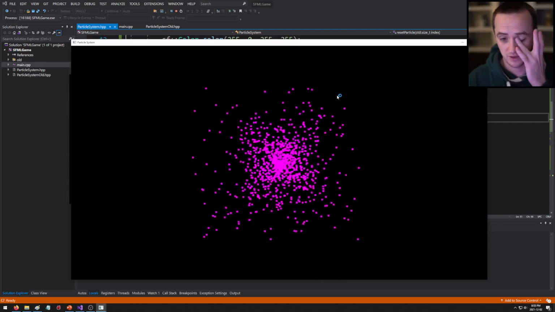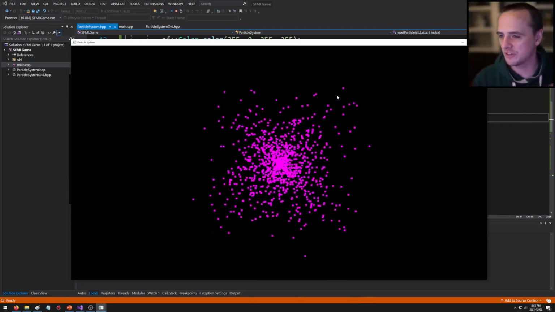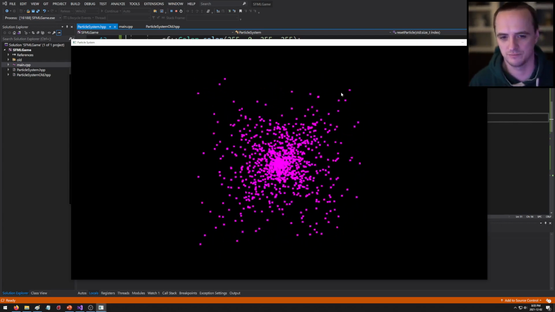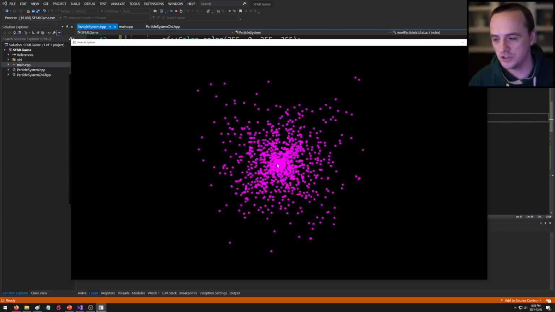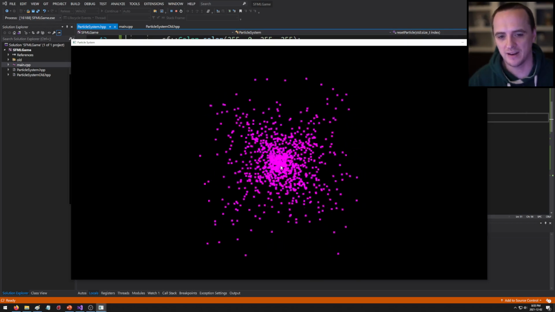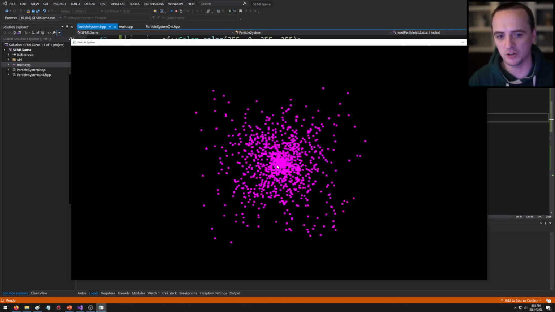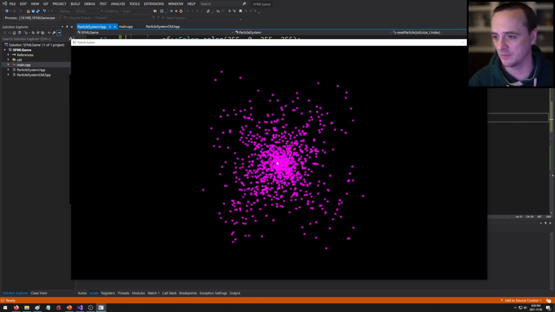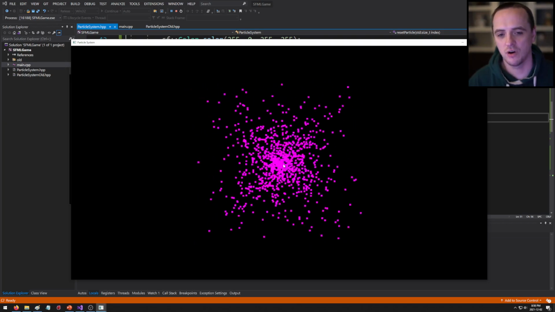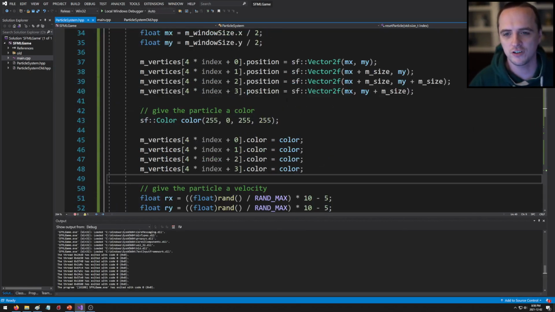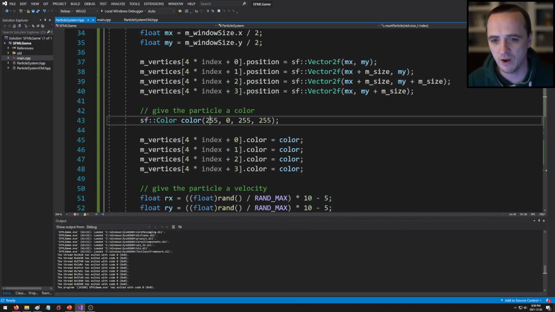Here we go. Okay, so now we've got everything going out in this way that we've expected. But now you can see that we can't really appreciate all the different particles because they're all exactly the same color, right? So let's give them a randomized color. At first, let's just give them a completely random color.